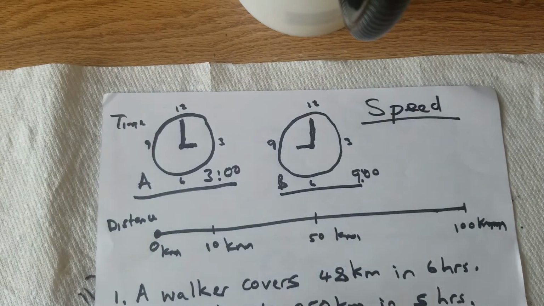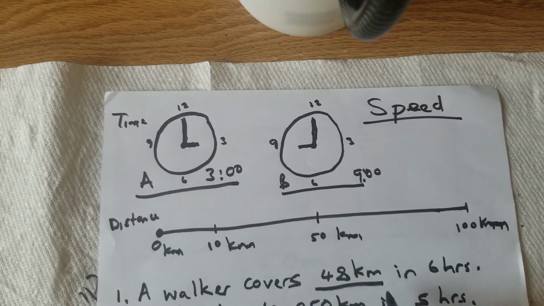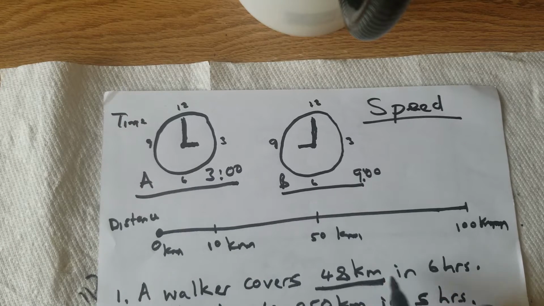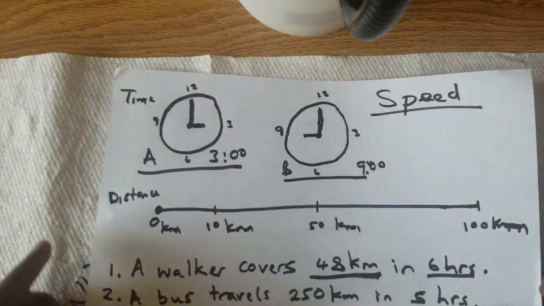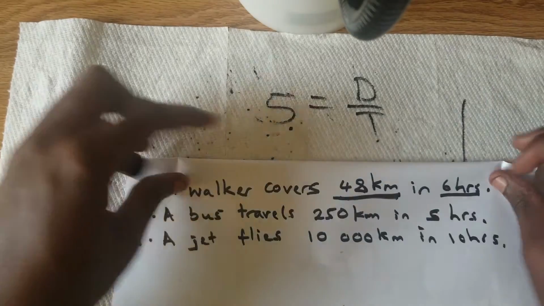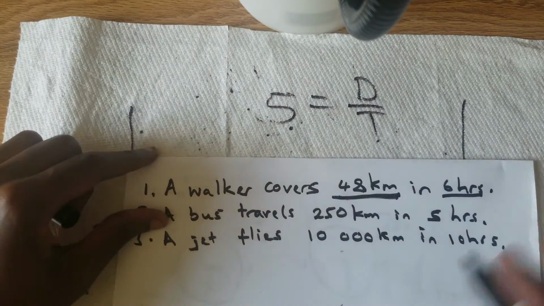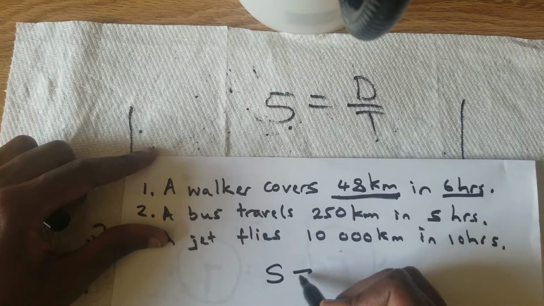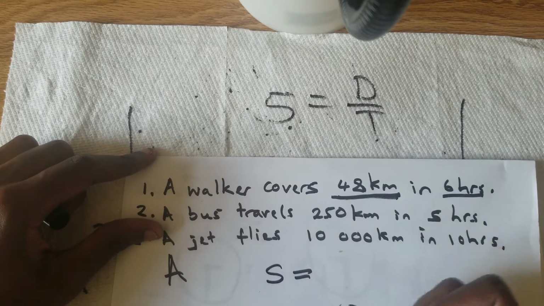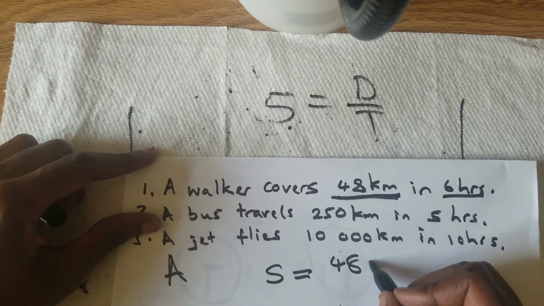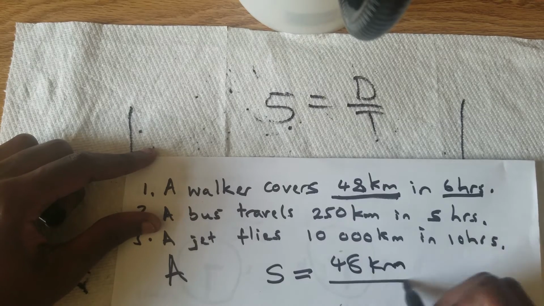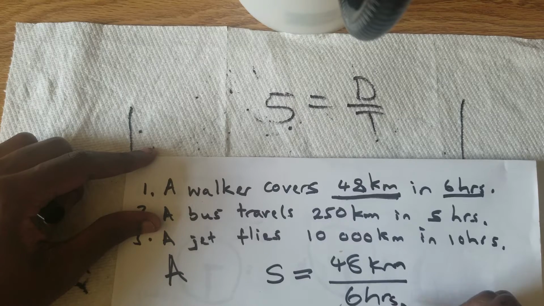We have a walker, a person who's walking. This is example number one: the person walks 48 kilometers in 6 hours. How fast is that person going? Our formula will tell us that to calculate the speed of that person who's walking, I'll call him person A, person A's speed is 48, that's the distance in kilometers, divided by 6 hours.